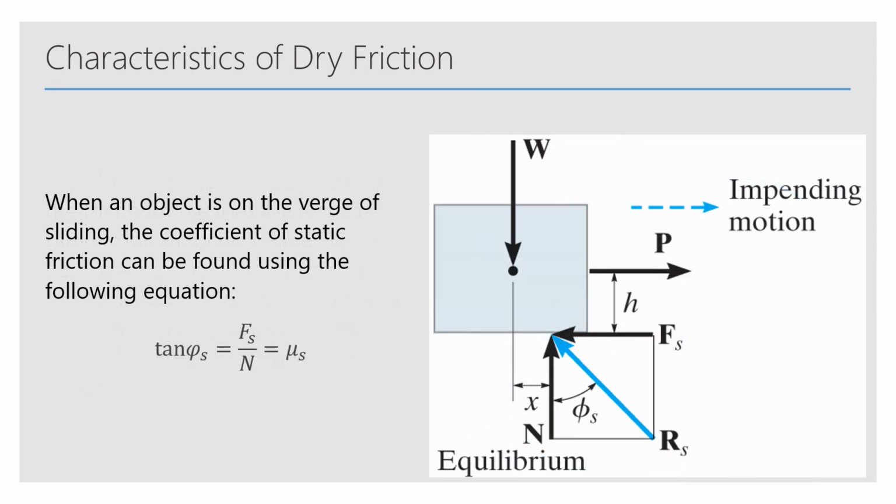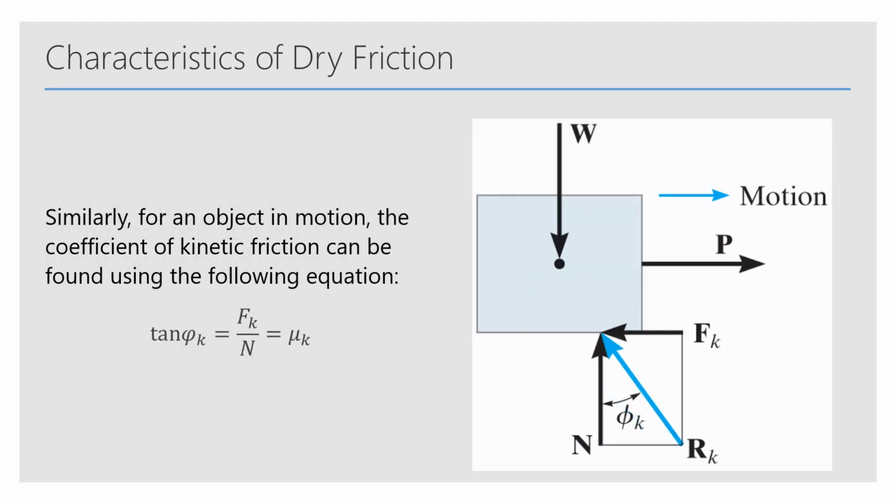When an object is on the verge of sliding, the coefficient of static friction can be found using the following equation. This is not too far from what we first learned about vectors, where previously we had tangent of the vertical component over the horizontal component. Here we're having tangent of the force of S over the normal, and that gives you our coefficient for the static friction.